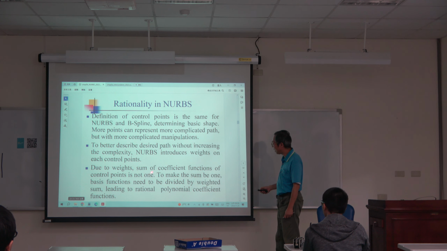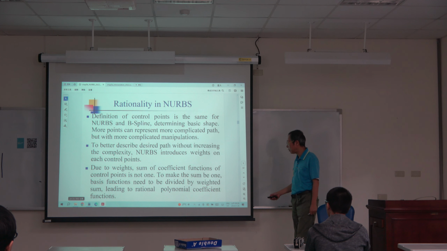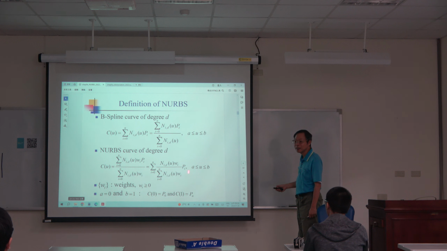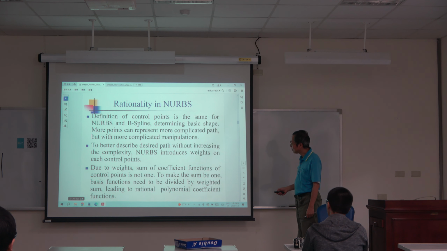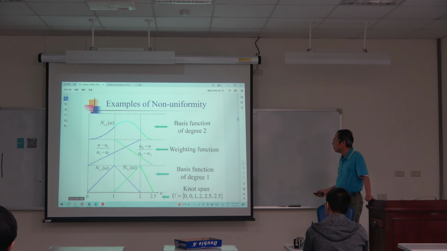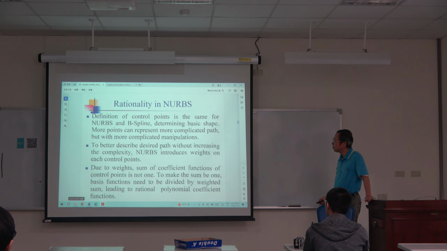However, because of the weights, the sum of the coefficient functions of each control point is not 1. So to make the sum be 1, the basis function needs to be divided by the weighted sum. So this is called the so-called rational polynomial coefficient, as I have explained previously here. This is to represent what I have explained here. So this is the reason we have the so-called rationality, rational polynomial.